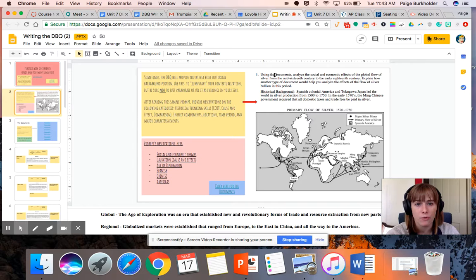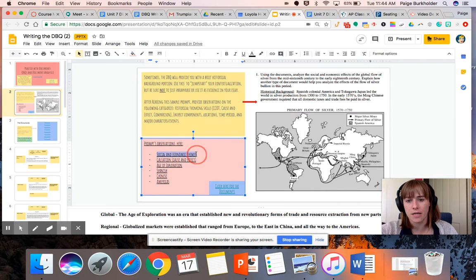So once you've read your prompt, which in this case is using the documents, analyze the social and economic effects of the global flow of silver from the mid-16th century to the early 18th century. So that's your prompt. Okay. So you want to make some observations over here. This is from first period today. So if you see anything that we missed from first period, you can add it in your own notes, or you can mention it in the chat feature on the Google Meet meeting. But we said that in the prompt, they're asking us to identify social and economic themes from all the documents. Those are our inspect themes, right?